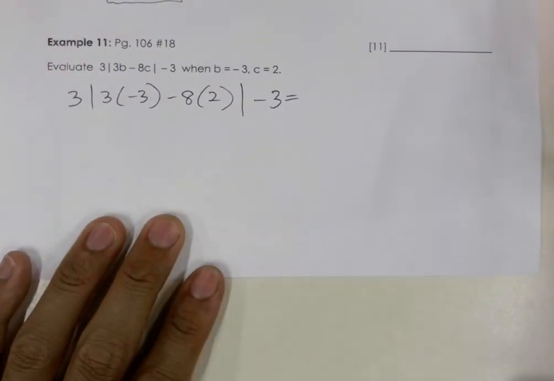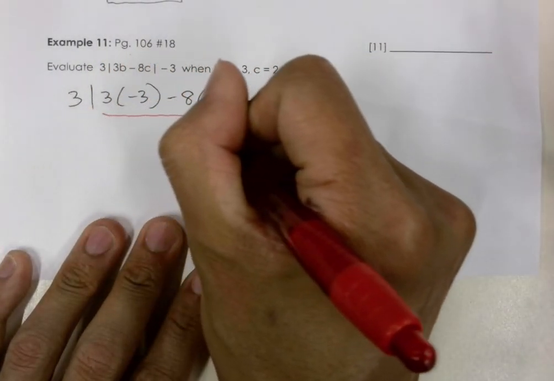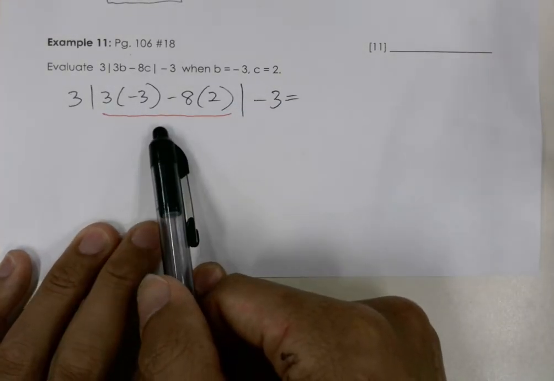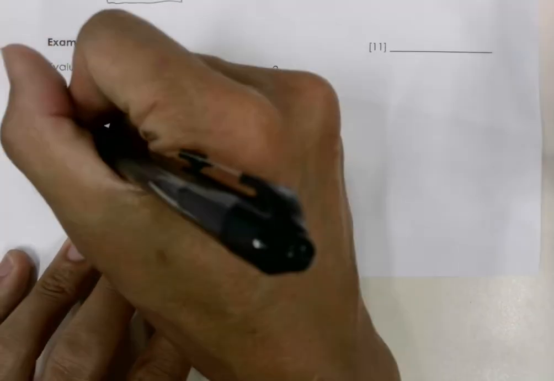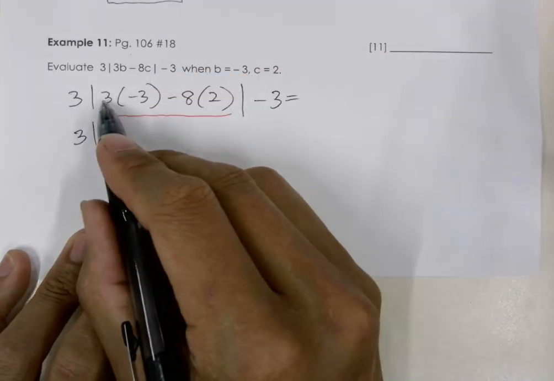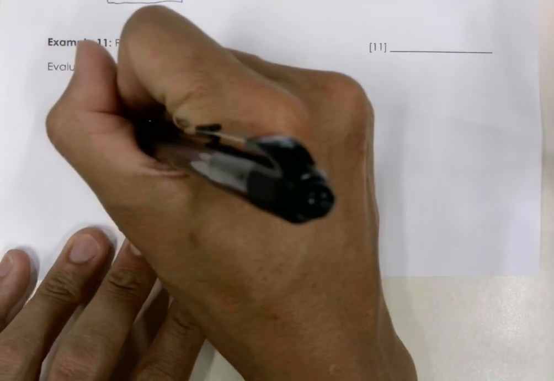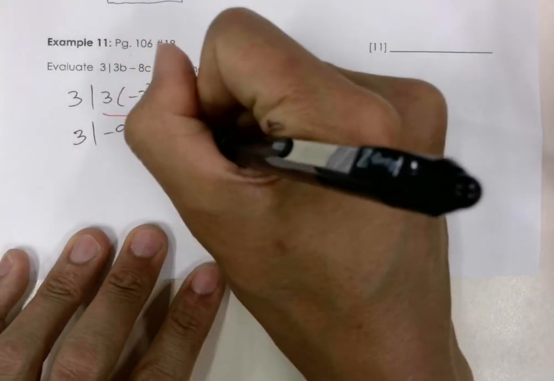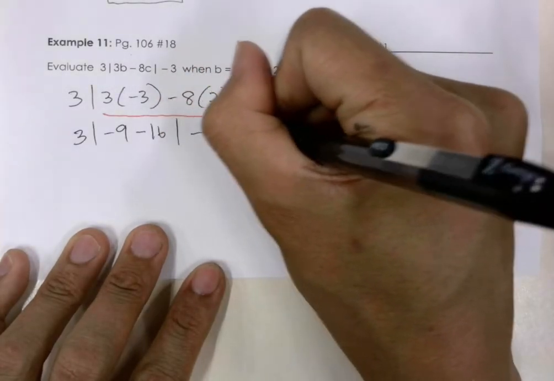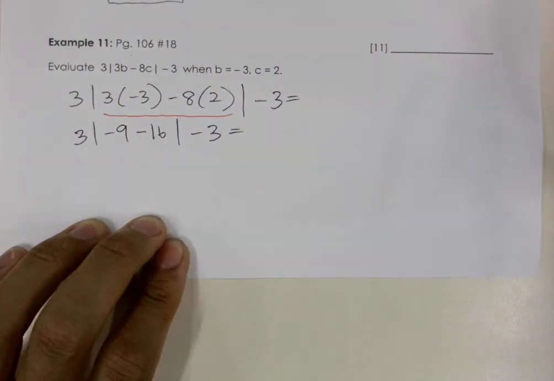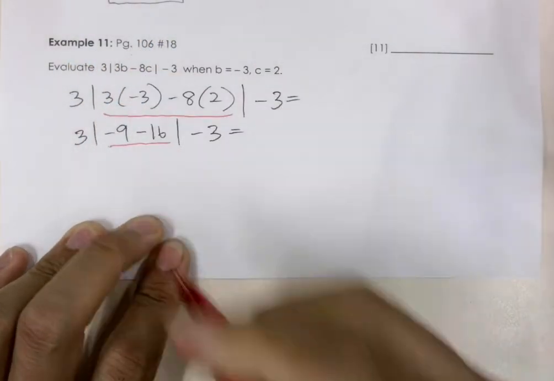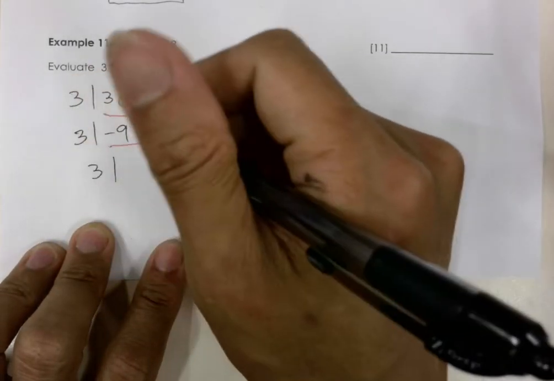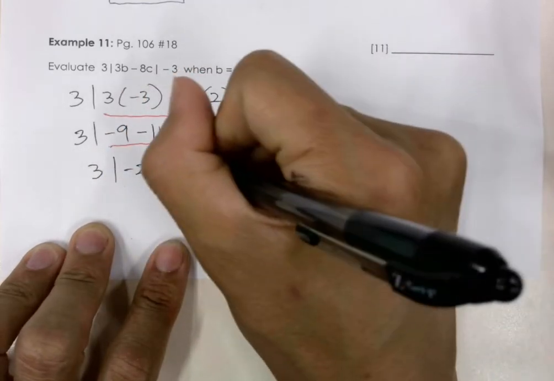So let's go ahead and begin by working on the expression inside of the absolute value. Applying PEMDAS, we are going to start by multiplying. 3 times the absolute value of plus 3 times negative 3 is negative 9. Negative 8 times positive 2 is negative 16. Absolute value minus 3. Let's continue working on the expression in the absolute value. And we will now subtract. So we'll do 3 times the absolute value of negative 25, absolute value minus 3.